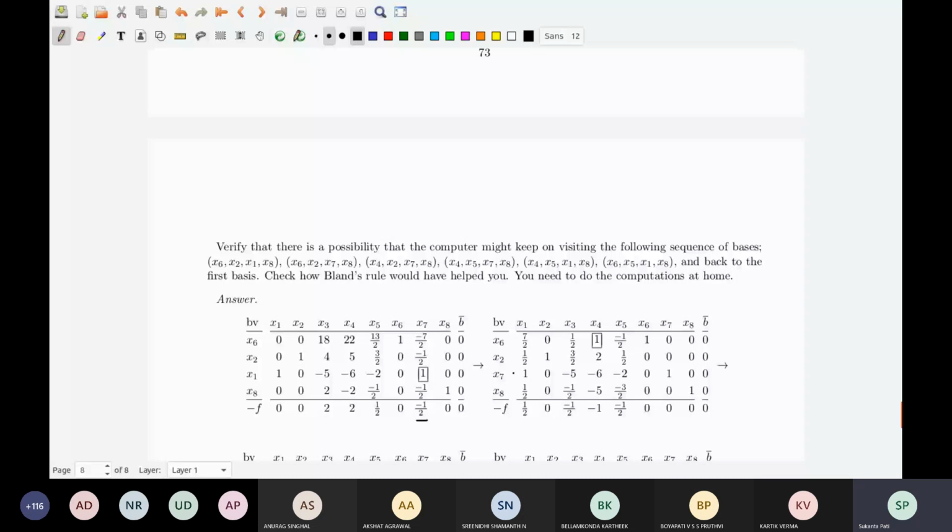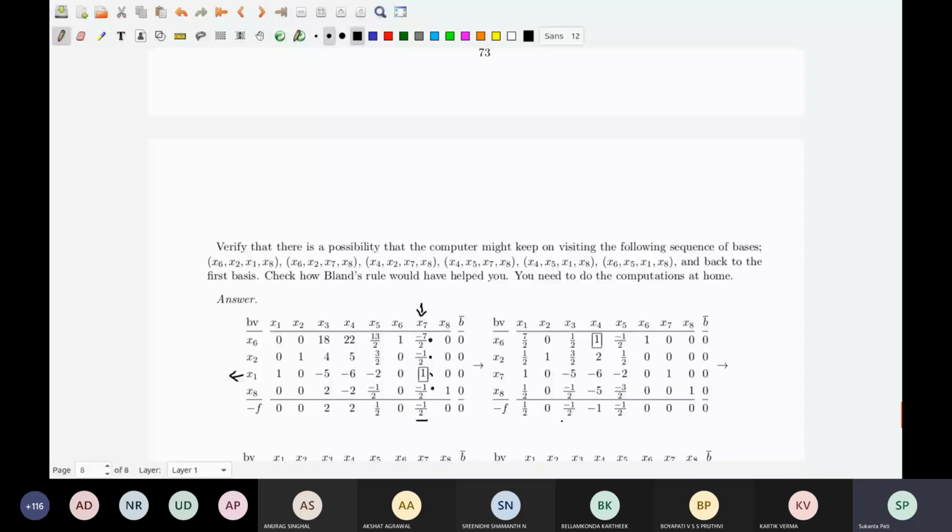Now x7 entered and x1 went out. So the basis is x2, x6, x2, x7, and x8. Now you do the corresponding simplex table. In that simplex table, we kept this entry to be 1, and the remaining we changed to 0. Now you see I have three negative entries, and I have chosen the most negative entry.